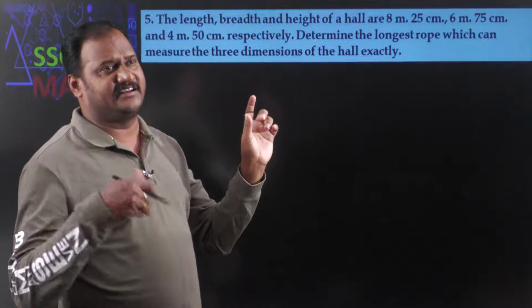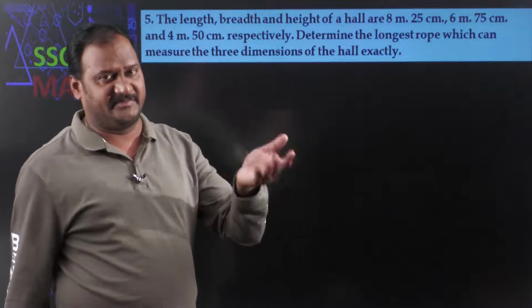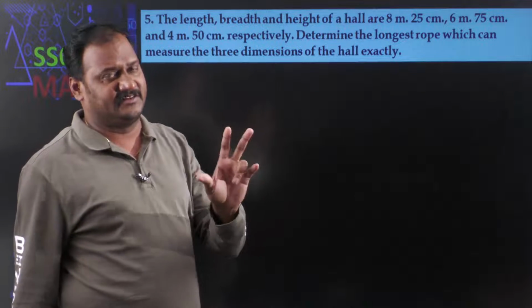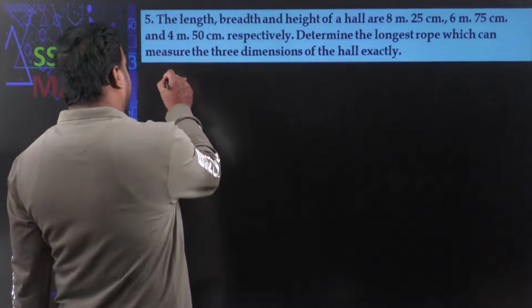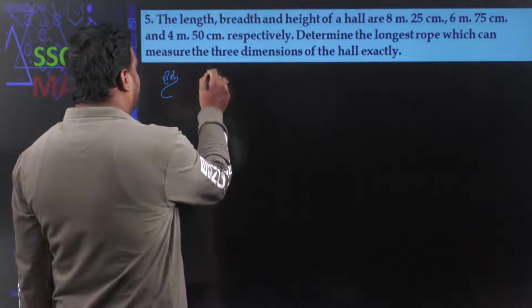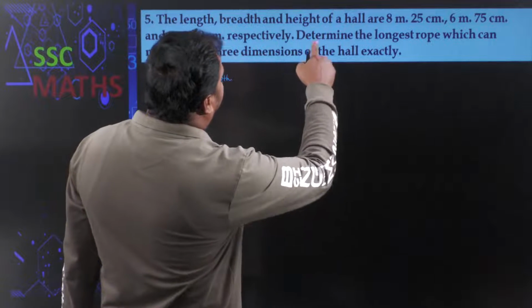Then it is not that easy to find the HCF of those numbers. So that is why we convert them into centimeters, then you will not get decimals. So you can easily find out the HCF of the numbers. The given measurements are the length, breadth and height of a hall.